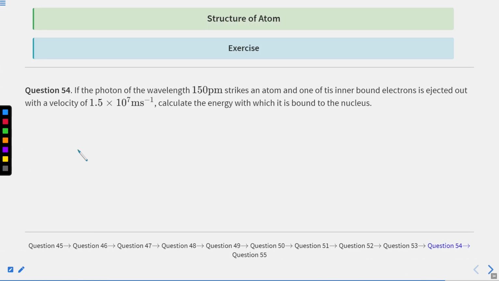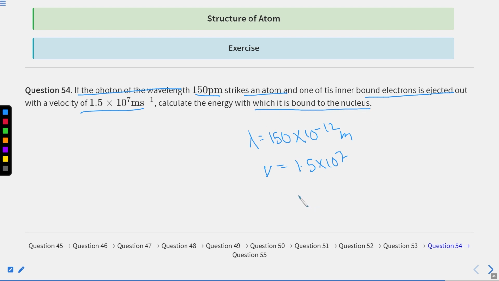Next is, if the photon of the wavelength 150 picometer strikes an atom, so lambda is given as 150, we will convert it into meter, and one of its inner bound electrons is ejected out with a velocity of this much. Okay, so velocity is given 1.5 into 10 to the power 7. Calculate the energy with which it is bound to the nucleus. So we have to basically calculate the work function. So we will use this value to calculate your energy.